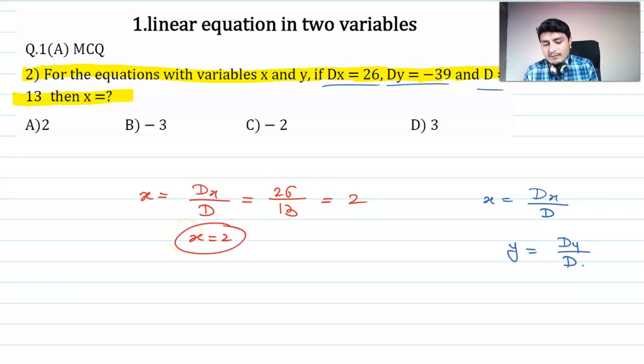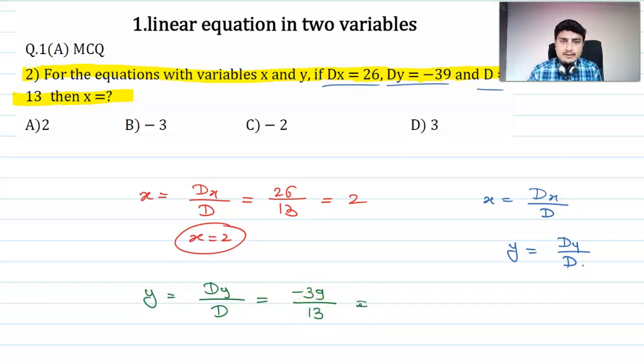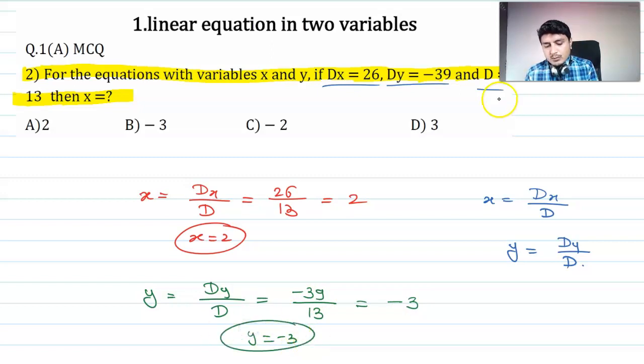The same question can arise for finding the value of y. So what shall we do? y equals, as per Cramer's rule, Dy divided by D. The value of Dy is given as minus 39 and the value of D is 13. So minus 39 divided by 13, plus minus becomes minus, 13 threes are 39. So the value of y is minus 3. But here we have to evaluate the value of x, so the value of x is 2. So our correct choice code is A. So we write the answer: choice code is A and the answer is 2.